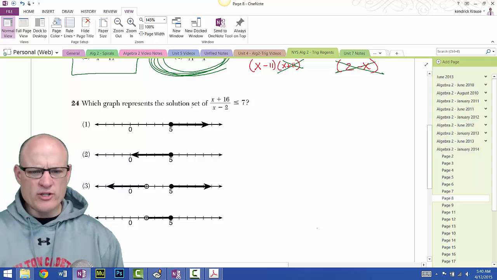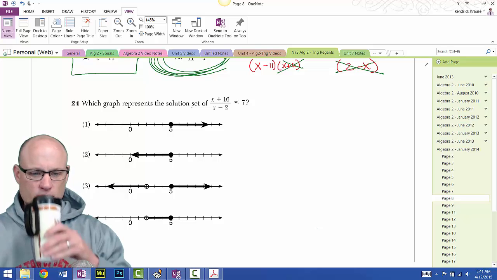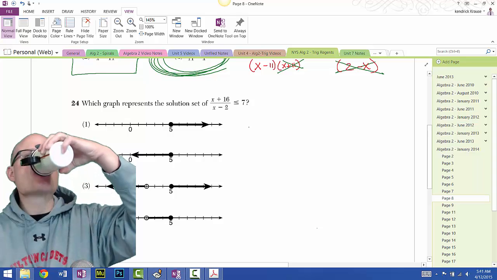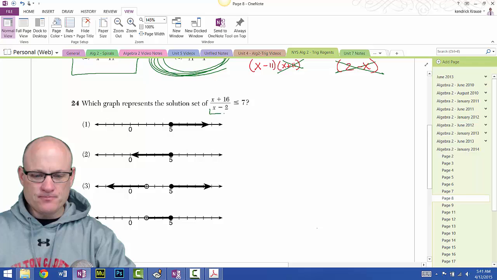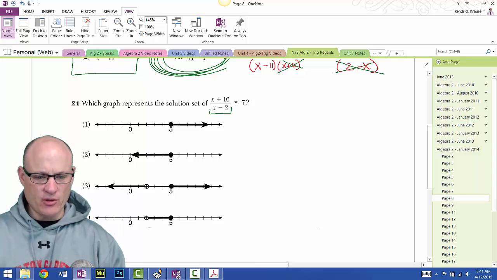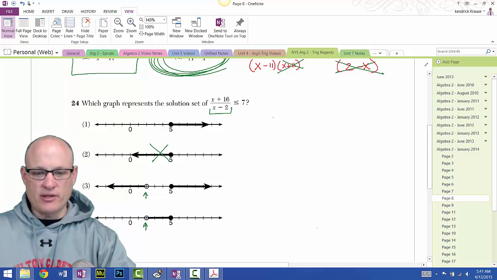Okay, which graph represents the solution of this? Whoa, whoa, whoa. Let's back up there. Well, clearly x can't be 2, because that would make that undefined. So 2 should be something where I have an open circle at 2. Open circle at 2. This includes 2. That can't be it. And I don't know about that one. We want negatives. We want this to be less than 7.